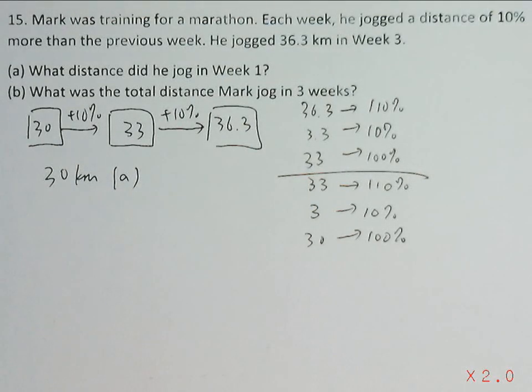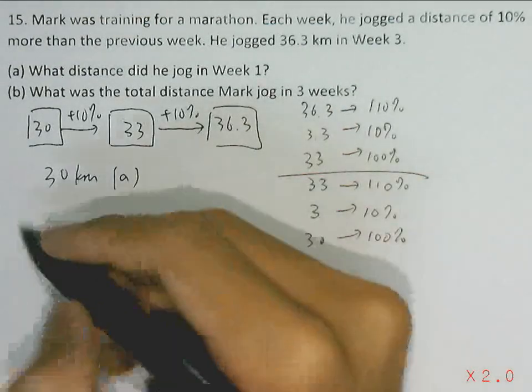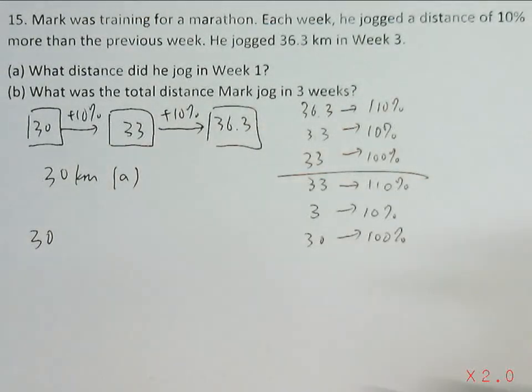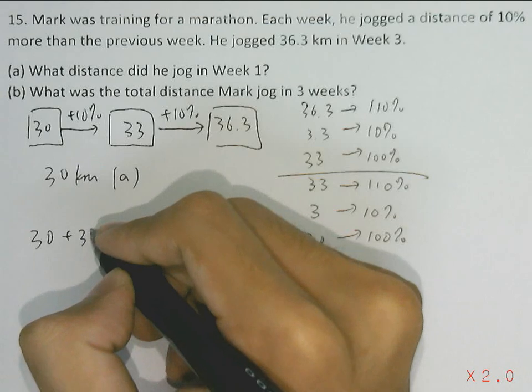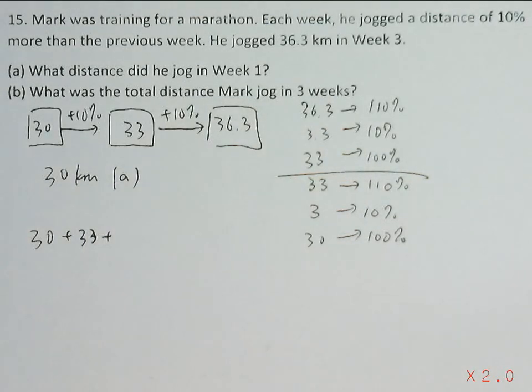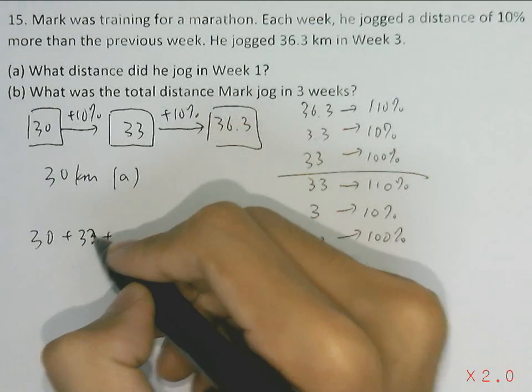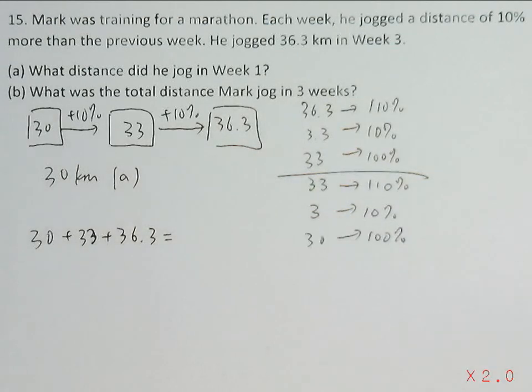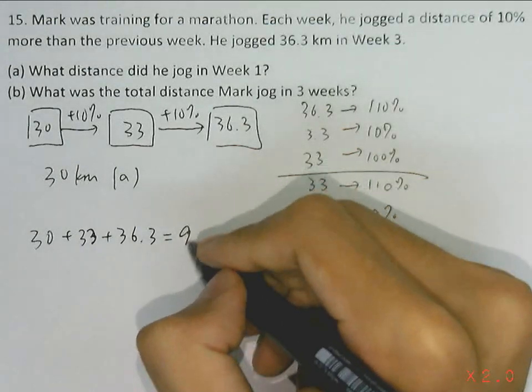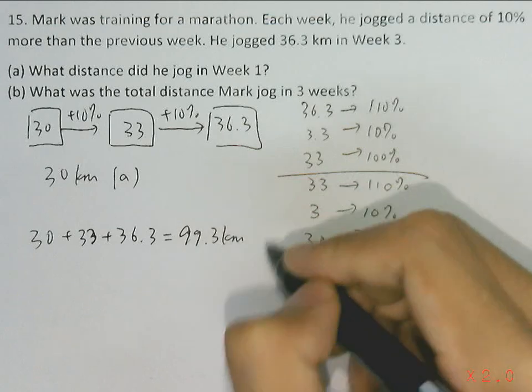Now part B is asking what was the total distance Mark jogged in 3 weeks. So that will be a total of the distance travelled in week 1 plus the distance travelled in week 2, 33, plus the distance travelled in week 3, which is 36.3 kilometers, giving us our answer of 99.3 kilometers for part B.